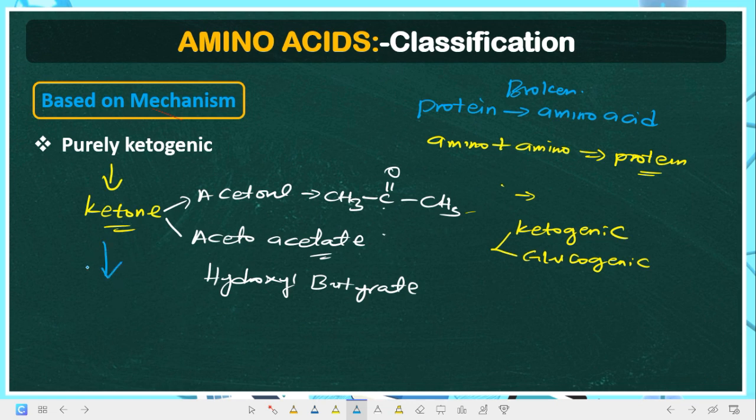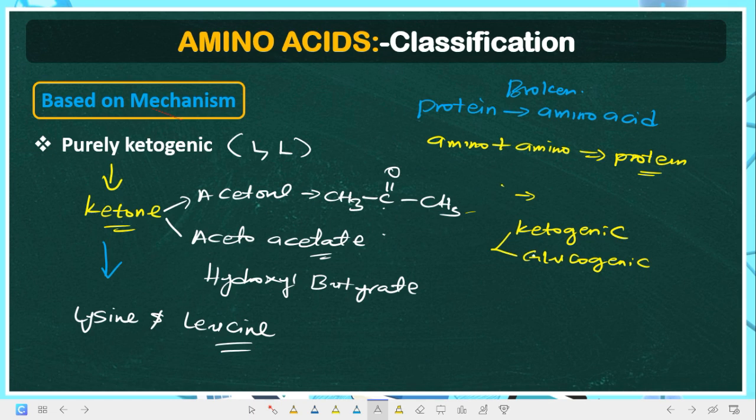So what are those amino acids that when they degrade, they form these ketone bodies? I like to use a mnemonic to remember them. After K is ketogenic. After K in the alphabet, what do we have? We have L. So the two amino acids that start with L are ketogenic. An example is lysine and leucine. These two amino acids are purely ketogenic amino acids.